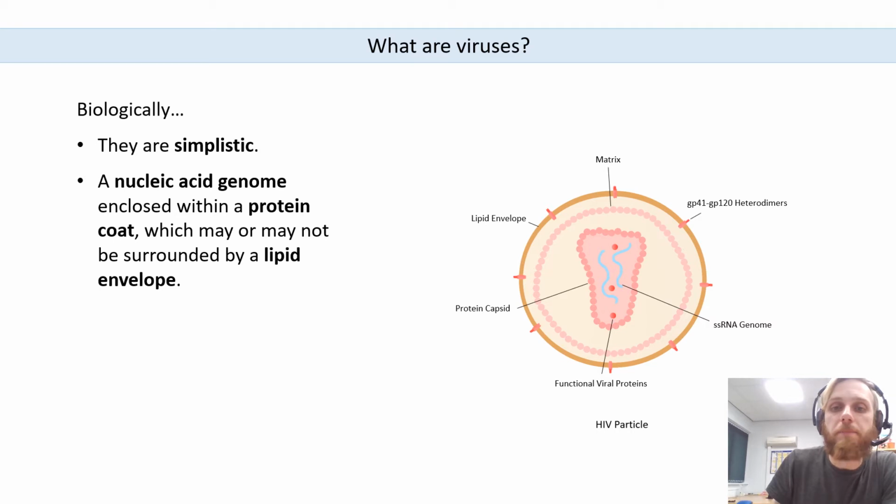Within the lipid envelope, you'll see here that we have something called a matrix. This is an HIV virus particle, and HIV does have this matrix, which is basically a mesh of different things holding everything in place. But the matrix isn't a particularly important part, and certainly not all viruses have it.